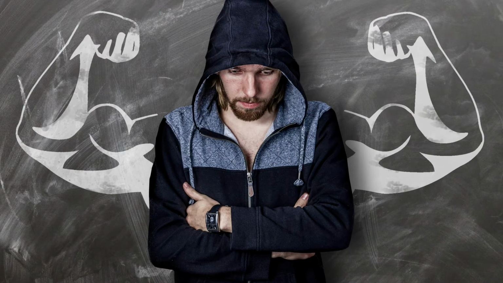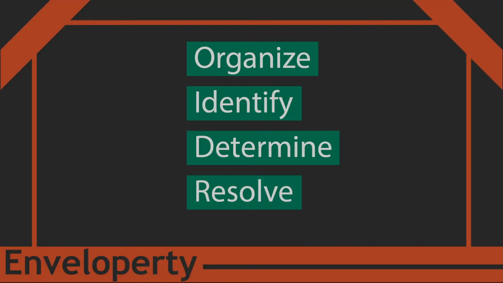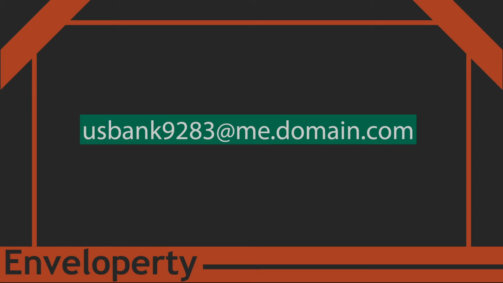There are four main functions of Enveloperty: organize, identify, determine, and resolve. These are steps for users to run through when they receive email. This training will get users up to speed so our add-on is more effective. Enveloperty runs off of unique addresses users give to senders. These addresses are auto-generated or custom created by users.